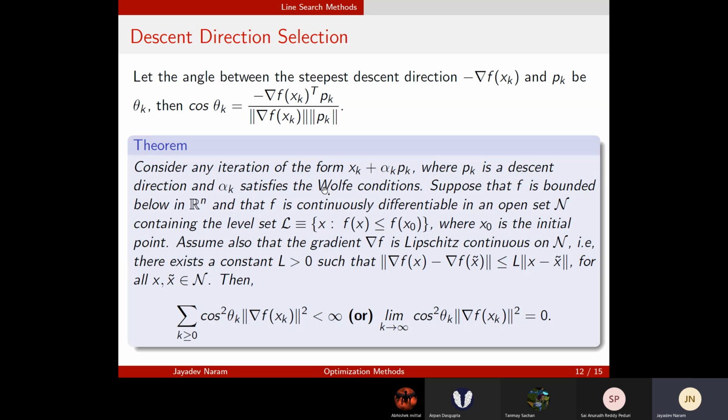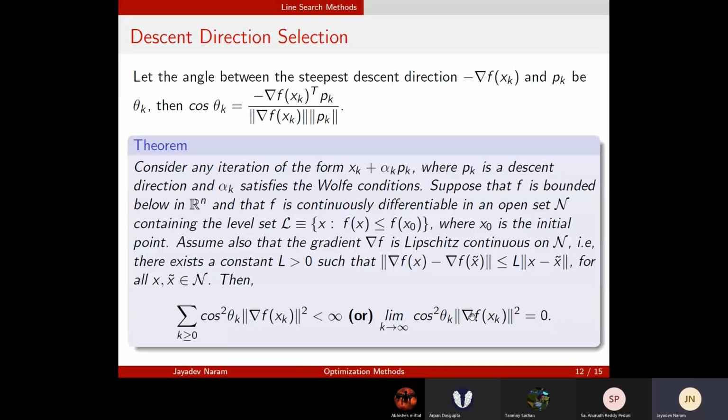So let me just repeat it. Basically, these are our line search methods where pk is a descent direction and alpha k satisfies the Wolfe conditions. And in addition, we have these three extra conditions that we require. If these things are satisfied, then we can guarantee that as k tends to infinity, cos square theta k into the norm square of grad will be equal to 0.